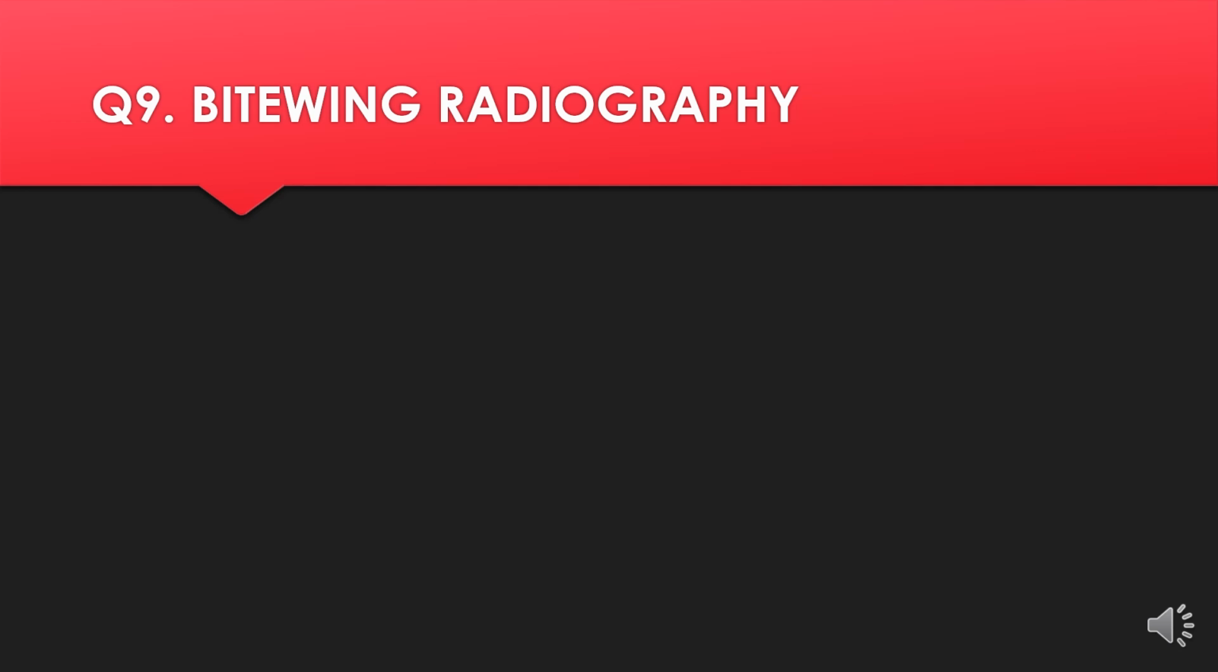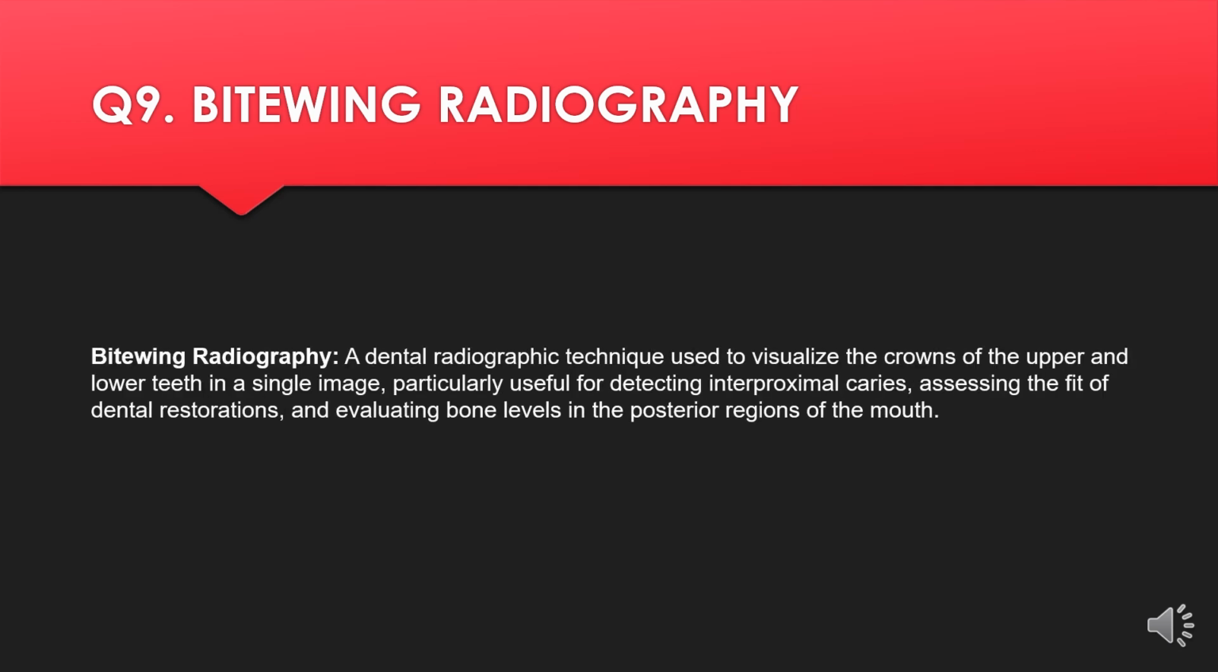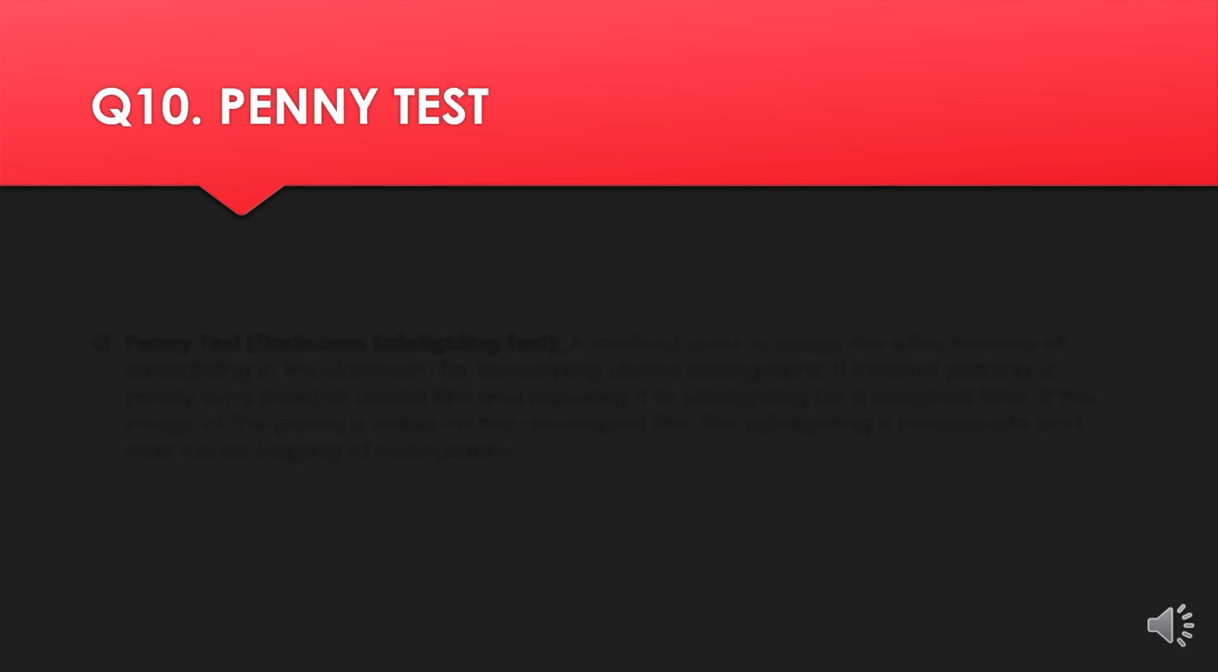Question is bite wing radiography. It is a dental radiographic technique used to visualize the crowns of the upper and lower teeth in a single image, particularly useful for detecting interproximal caries, assessing the fit of dental restorations, and evaluating bone levels in the posterior regions of the mouth.